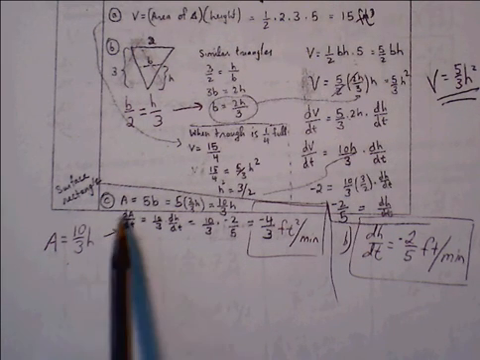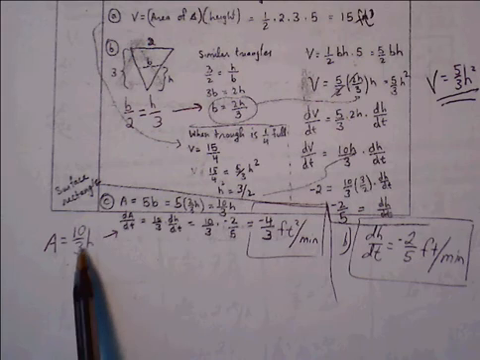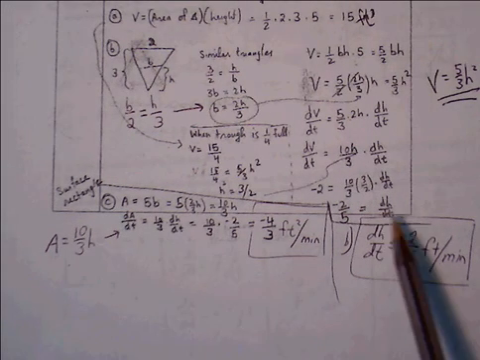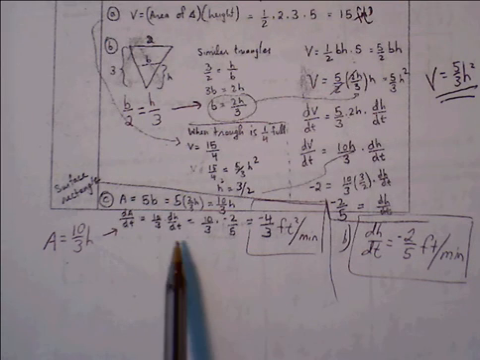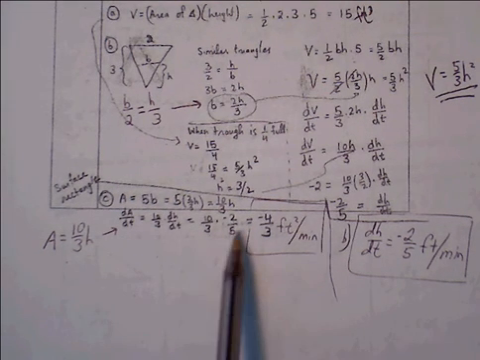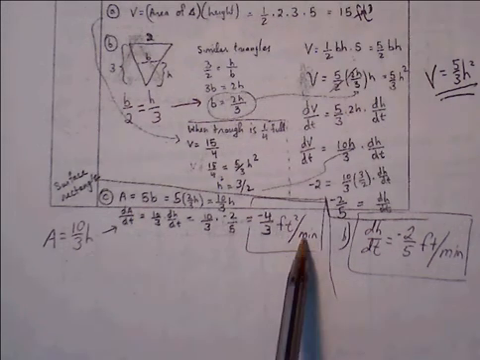So A becomes dA/dt. 10/3 h becomes 10/3 dh/dt. We know the rate of change of the height at that moment in time is negative 2/5 feet per minute. So 10/3 times negative 2/5 becomes negative 4/3 square feet per minute.